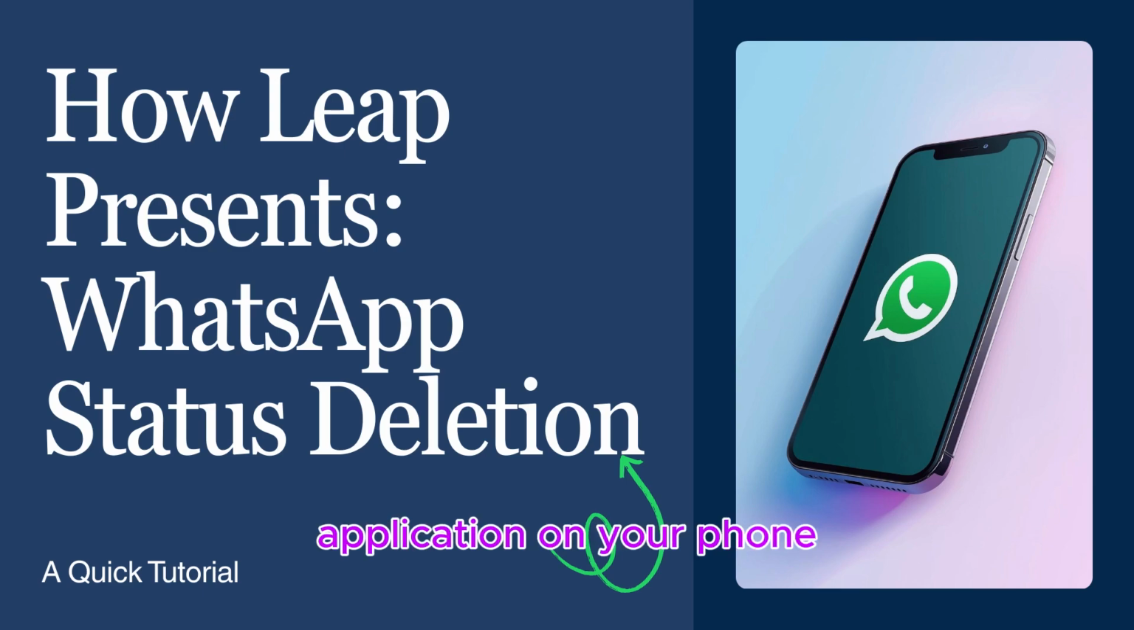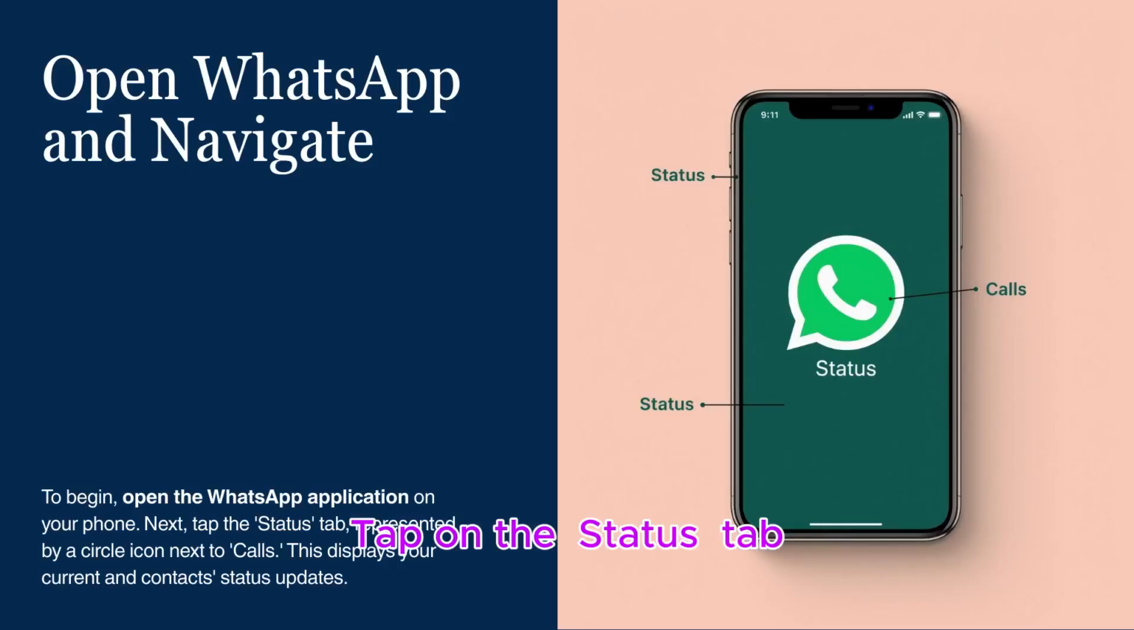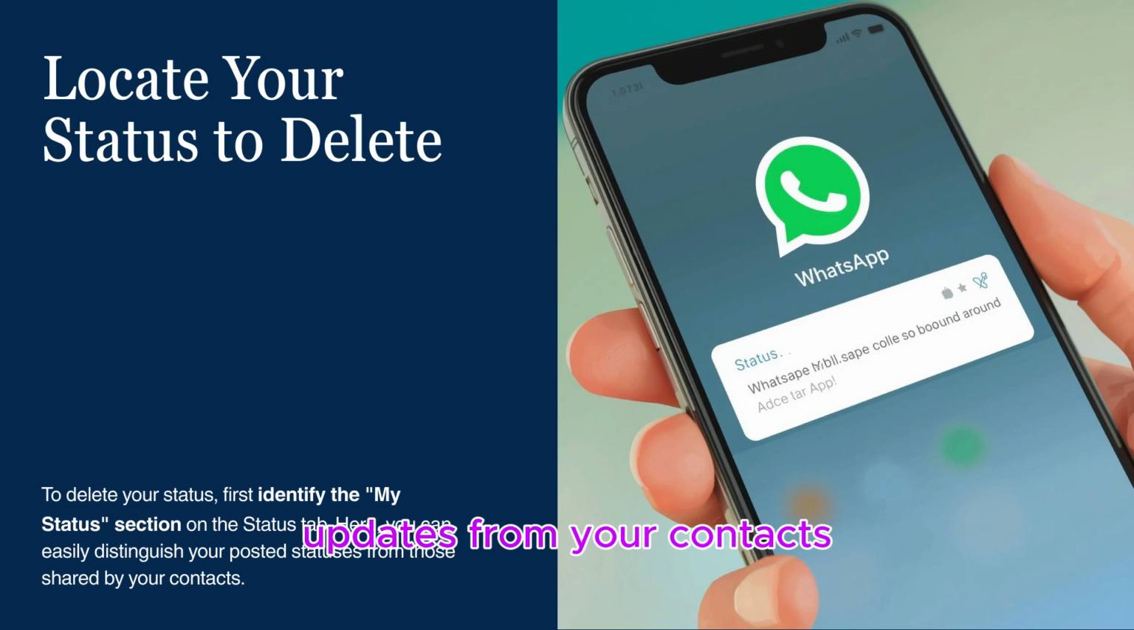Open the WhatsApp application on your phone. Tap on the Status tab, which is represented by a circle icon next to the Calls tab. This will show your current status updates along with updates from your contacts.